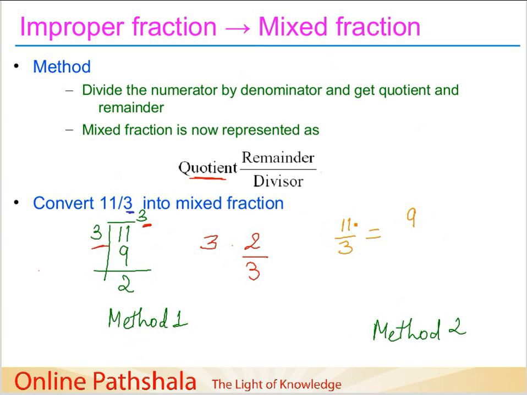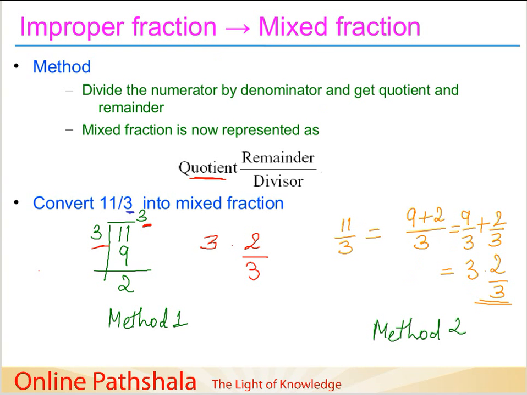So we have 9. And then what remains? What do we need to add to make it 11? It is going to be 2. Then we simplify this by writing 9 divided by 3 plus 2 divided by 3. From this, 9 by 3 is 3 and 2 by 3 is what we get. So this is our mixed fraction. These are the two ways in which you can convert an improper fraction into a mixed fraction.